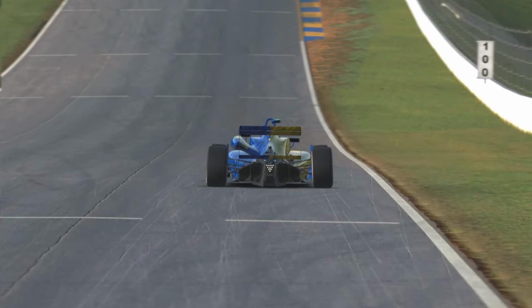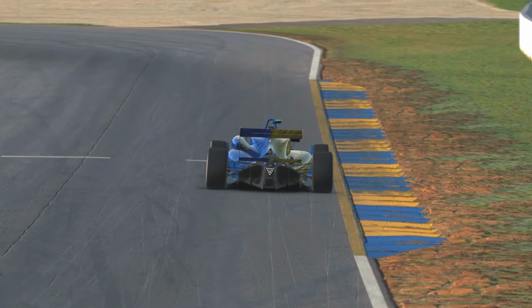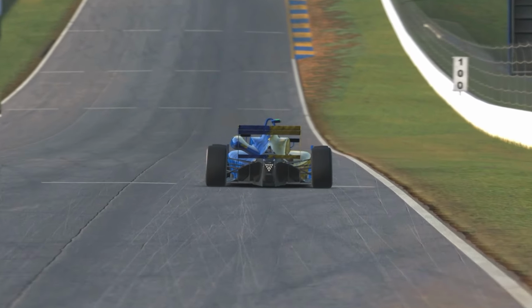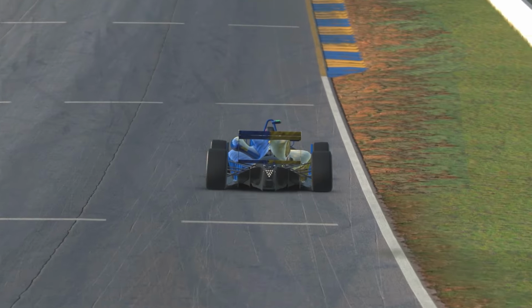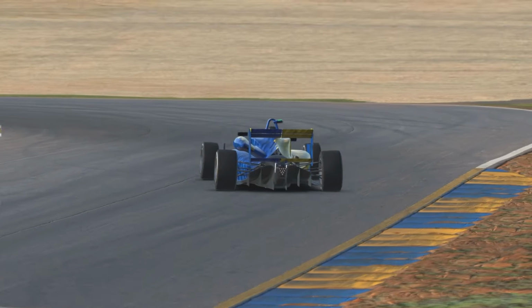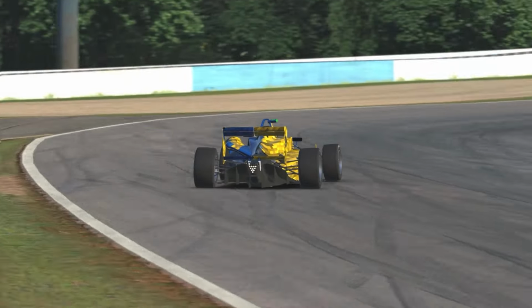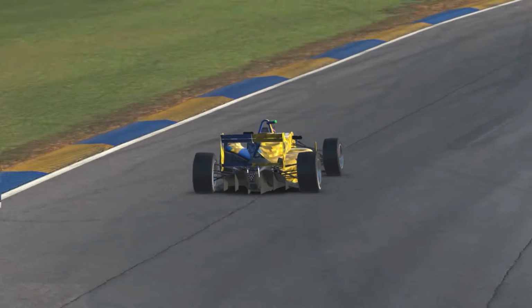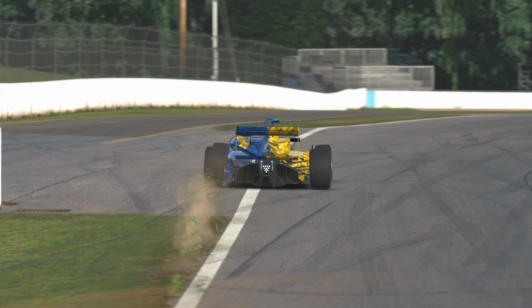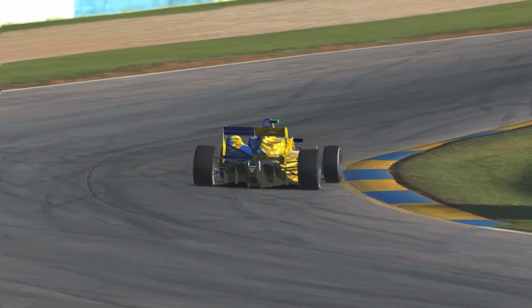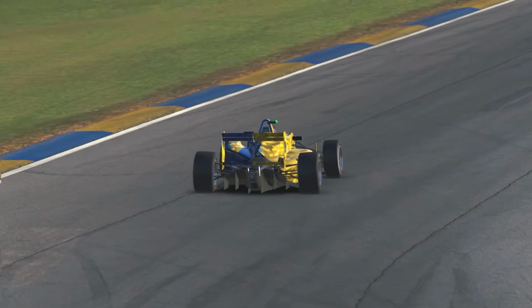Another example is the braking zone into the chicane at Road Atlanta. Right before the corner, we're going downhill, but at the braking zone, the track goes back to flat, creating a compression that allows us to brake much harder. Examples of compressions during corners include the first corner at Road Atlanta, where towards the apex, the track goes up, creating a compression that increases the amount of rotation the car is able to do.